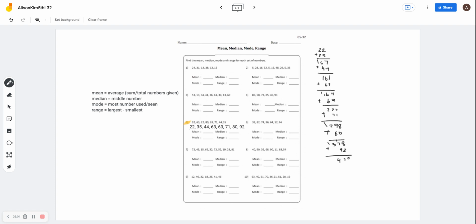And just to make sure, I'll put it in a calculator to make sure that my calculations are correct. And it looks like my calculations are indeed correct. Now that we have found the sum of all the numbers, we have to divide it by the total numbers given. So let's count. There's 2, 4, 6, 8. We have a total of 8 numbers given to us. So let's divide 470 by 8.